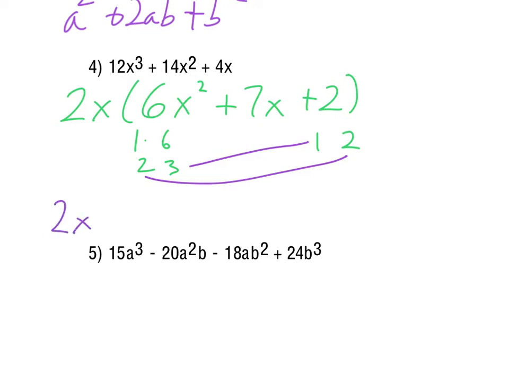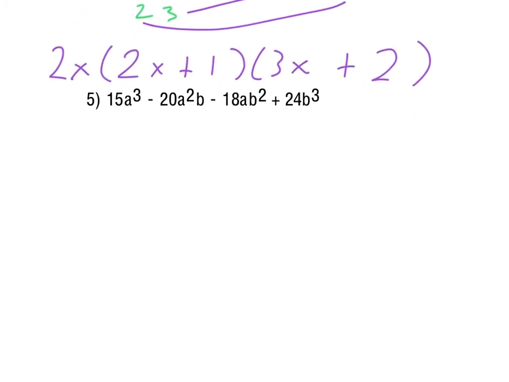So the 2x is still out here. We do have a 2x and a 3x. Let's see, the 2x has to multiply the 2, so that has to be over here. 3x multiplies the 1, so that is there. So again, there's our completely factored form for that.